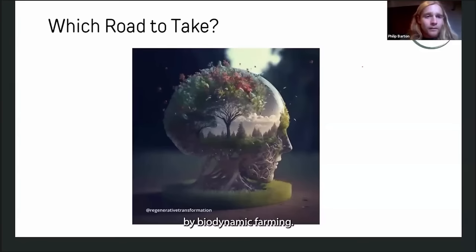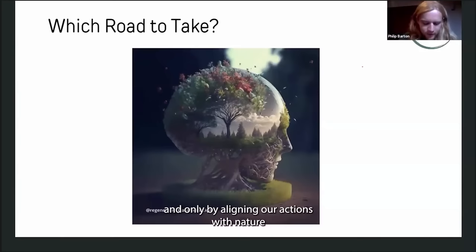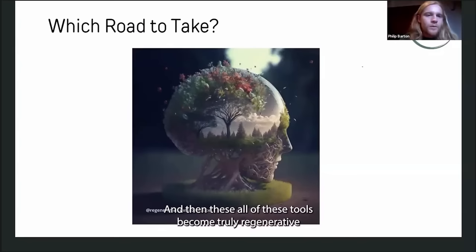But we must use the knowledge that we are presented with from Ernst to align our actions with nature. And only by aligning our actions with nature and following her patterns can we design to the detail. And then all of these tools become truly regenerative, and we will restore our land to return back to a Garden of Eden.